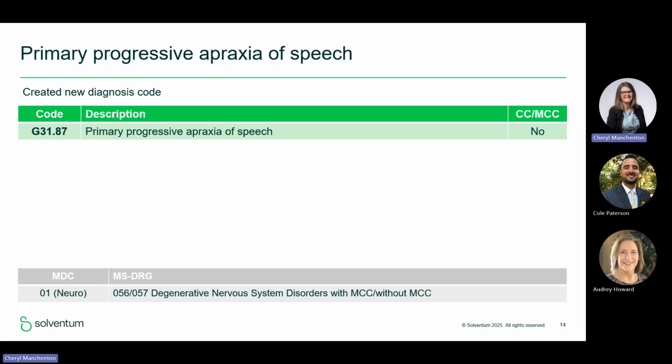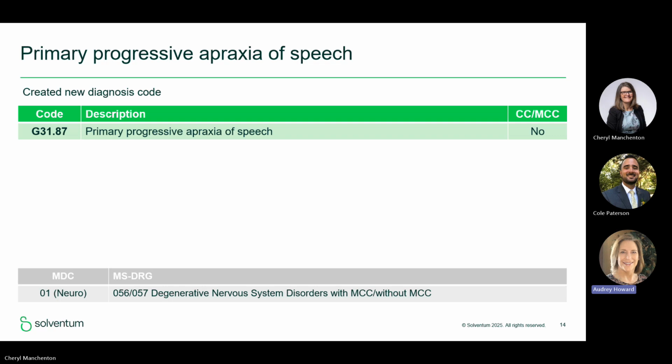Next topic. The next topic is a new code, G31.87, which was created for primary progressive apraxia of speech, which may be abbreviated as PPAOS. This diagnosis is given when apraxia of speech is insidious, progressive, and the first or only clinical symptom associated with a neurodegenerative disease. It is not considered a CC or MCC when reported as a secondary diagnosis, and is classified to MS-DRGs 56 or 57 and MDC 1 when sequenced as a principal diagnosis.